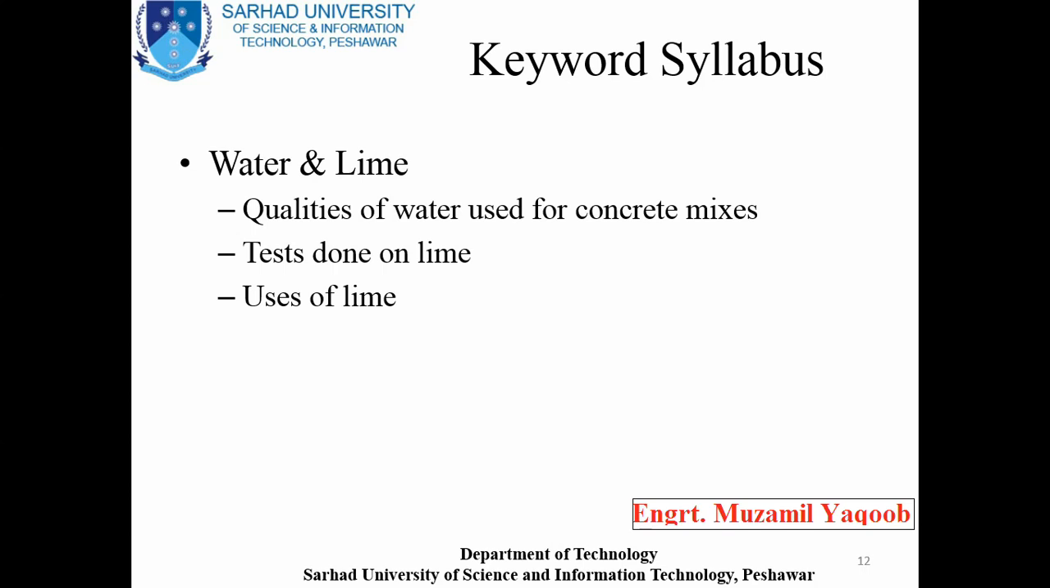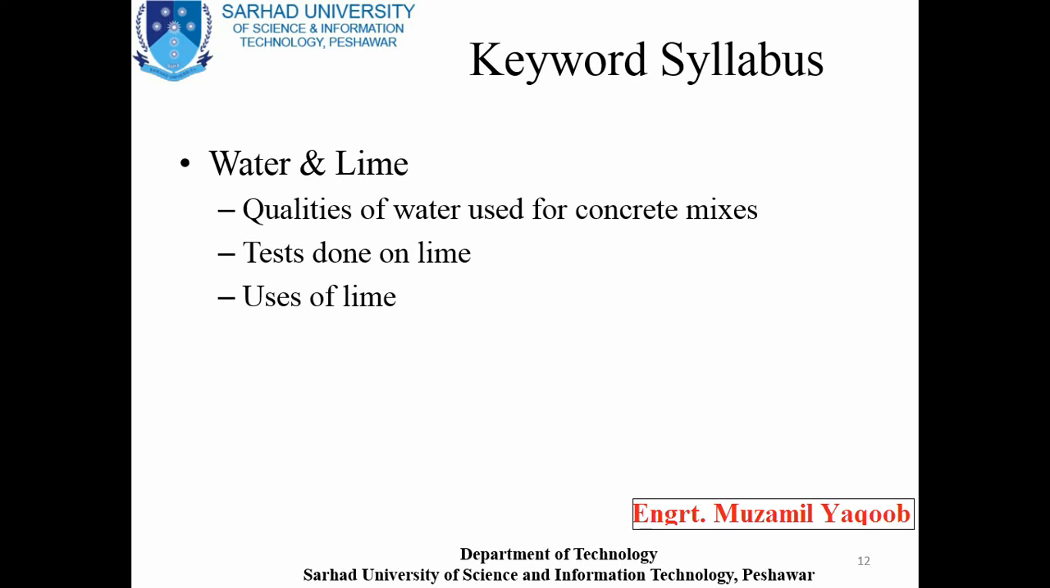So in the next chapter, which is about water and lime, we will study its importance, how water increases the bond between cement and the aggregates, and about its quality, why we need pure water for concrete mixtures or for construction purposes.